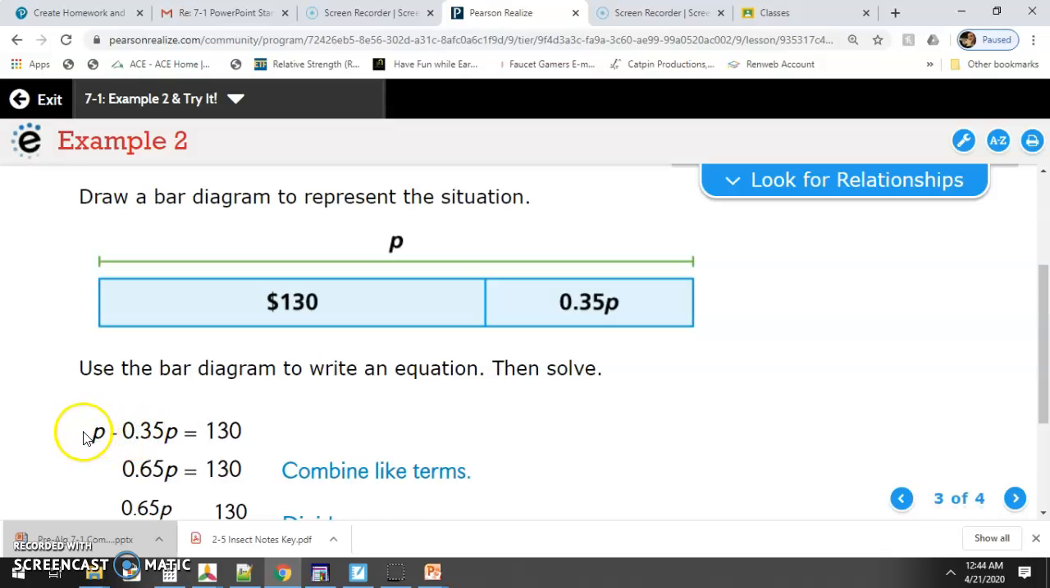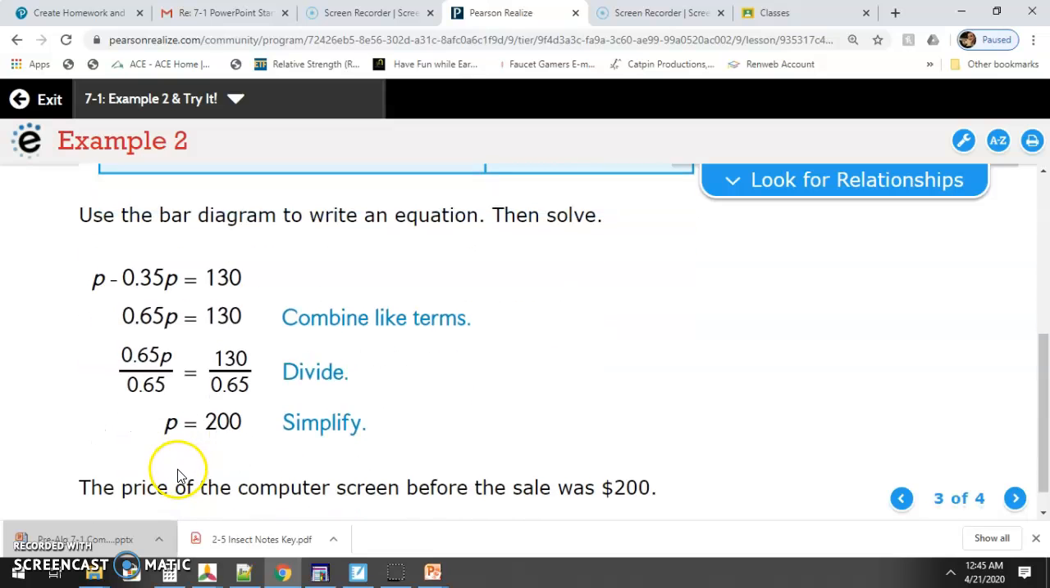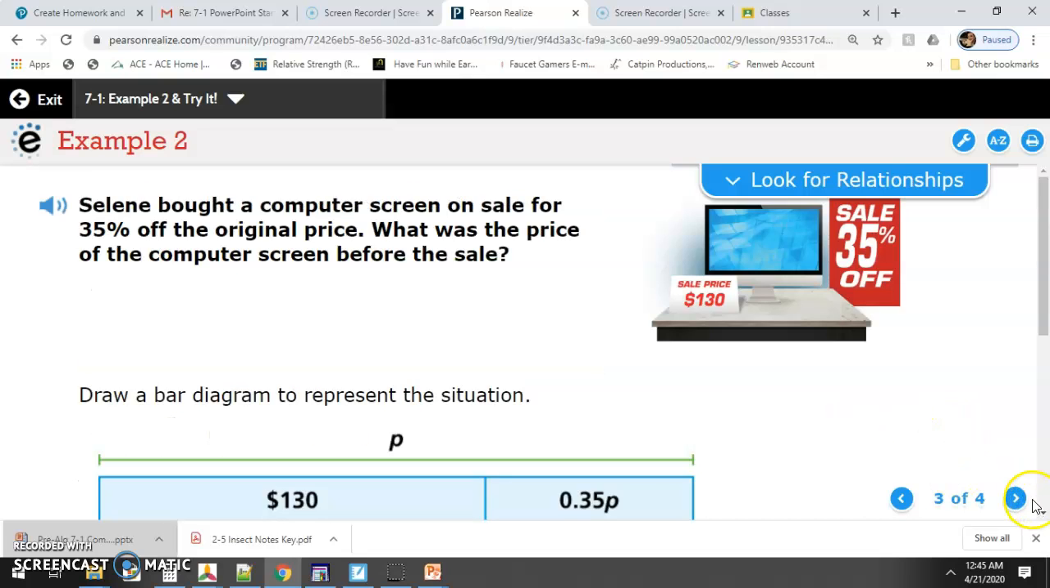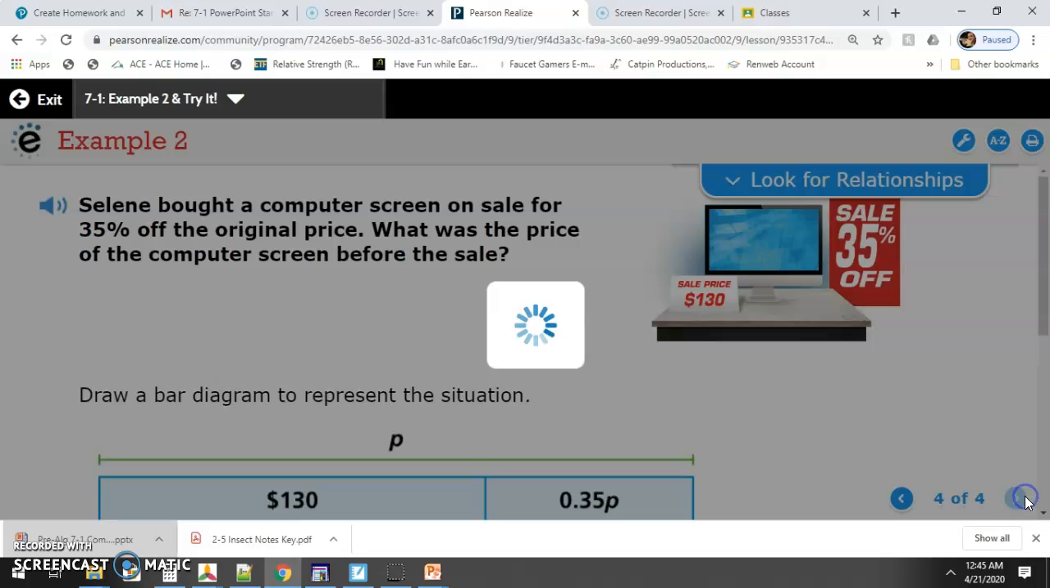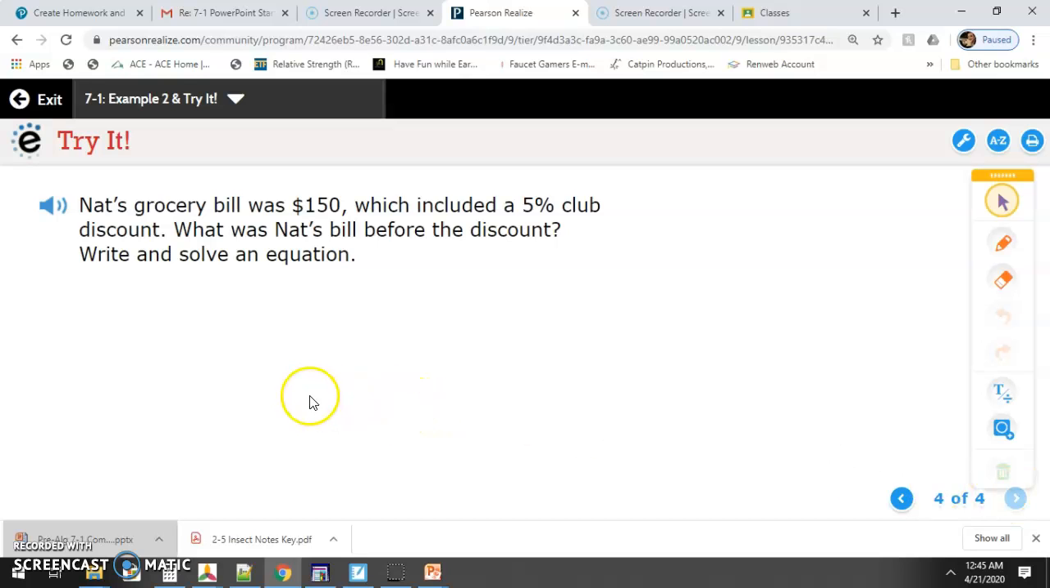Now, to combine like terms in this case, you have an understood 1 in front of P. So it's 1 minus 0.35, that's equal to 0.65p. Then it's a two-step, you divide by 0.65, and you get 200. So the original price was $200 for this computer. All right, let's take a look at this one right here.